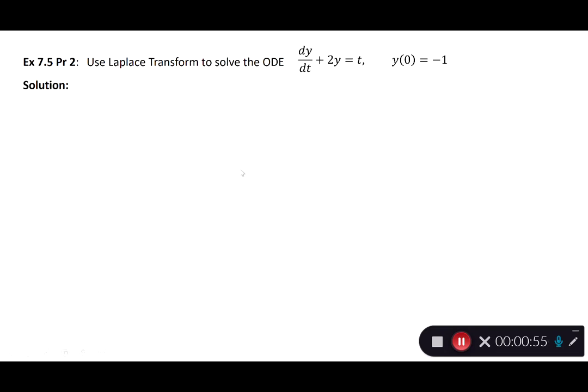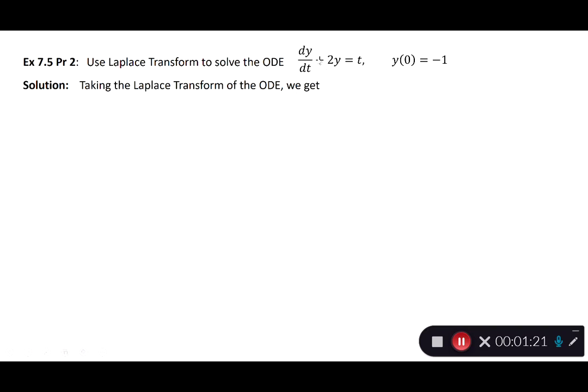Let's say the problem statement looks something like this. Solve the differential equation dy/dt plus 2y equals t with an initial condition y(0) equals -1, and you need to use Laplace transform for it. So how do we do this? The first thing is to take the Laplace transform of both sides of the differential equation.